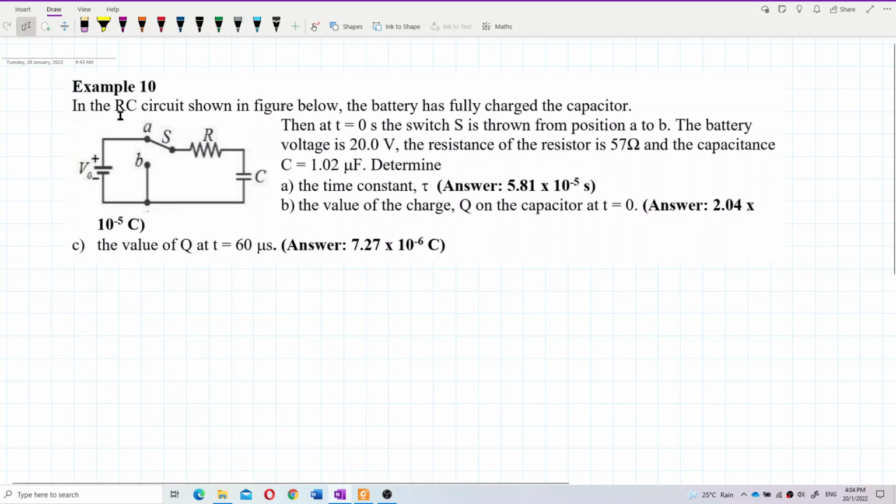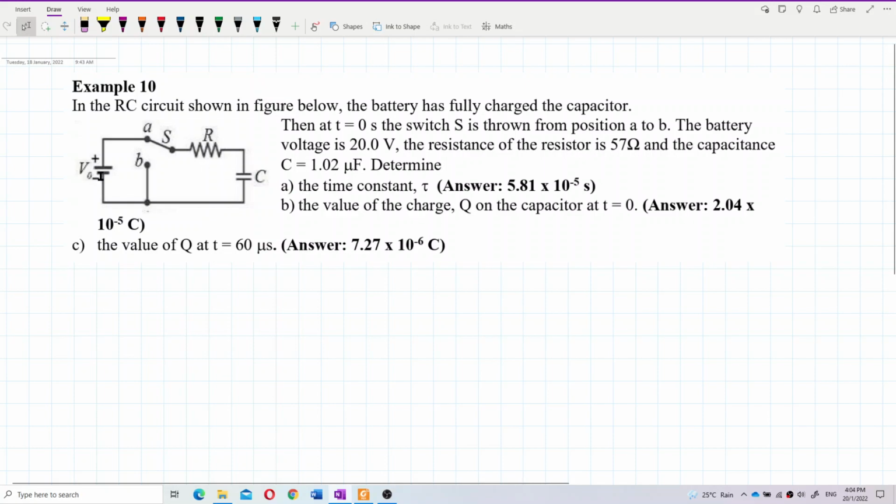In the RC circuit shown in the figure below, the battery has fully charged the capacitor. At 0 second, the switch S is thrown from position A to B. The battery voltage is 20 volt.